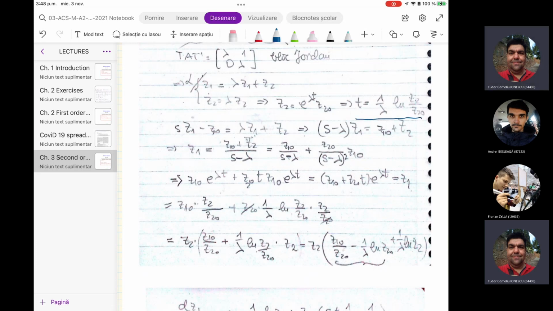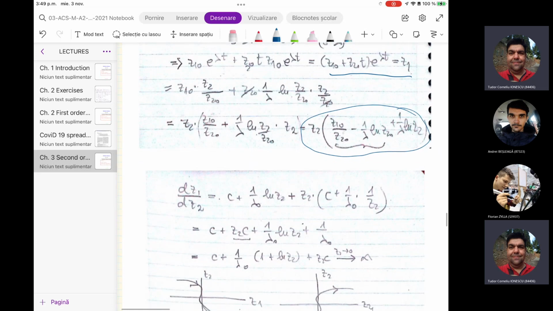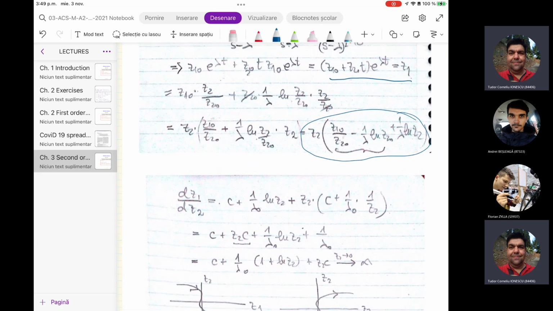So this is how to extract the time, and then you apply the Laplace transform for Z1, and you get this equation for Z1. You substitute, you compute the solution Z1, and finally you get that Z1 has this sort of dependency, as a function of Z2. That's not an issue, because you can easily get Z2 as a function of Z1.